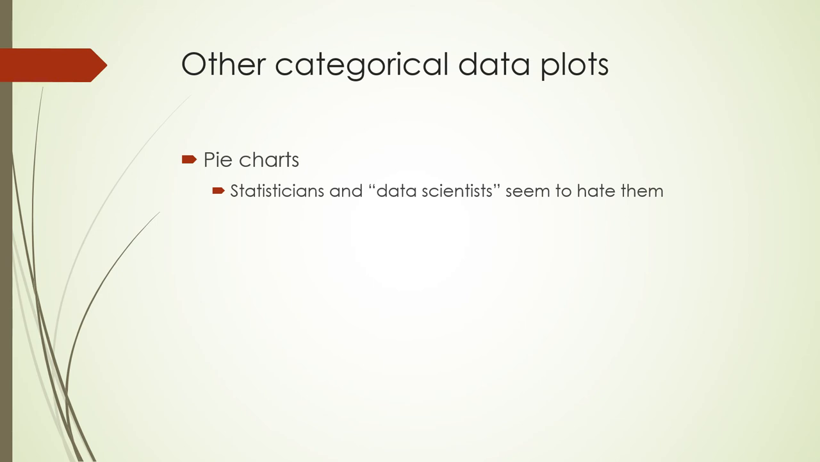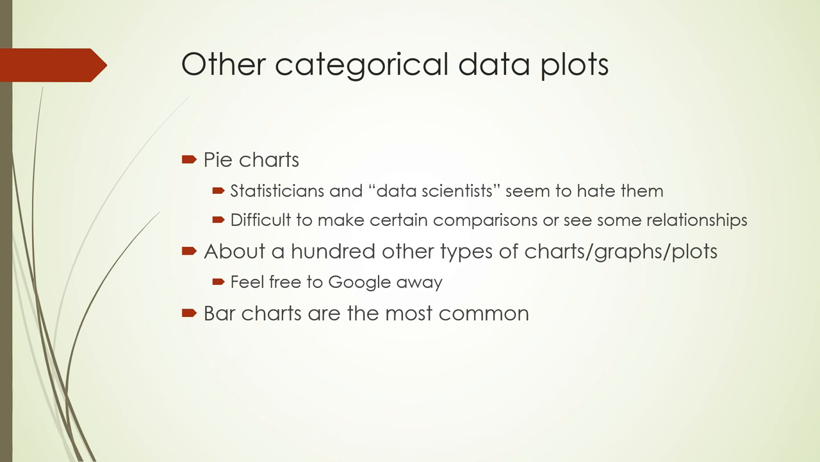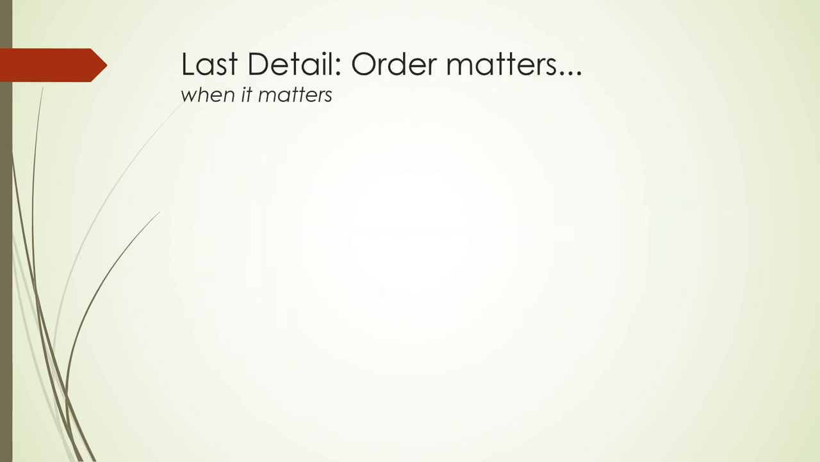Statisticians hate pie charts. I don't exactly know all the reasons why, but pie charts do make certain comparisons difficult to see and certain relationships difficult to see. On the other hand, I would argue that they're so common that a pie chart can be useful sometimes. A pie chart should generally be used when you have exactly one categorical variable, and then you can use the wedges of the pie to represent the frequency of observations in each category. There are lots and lots of other types of charts and graphs, bazillions. Google is your friend.